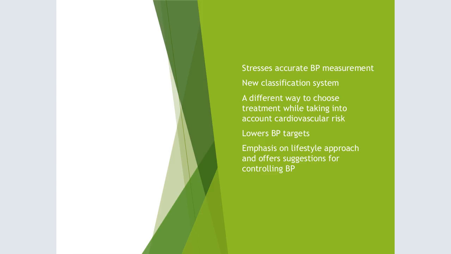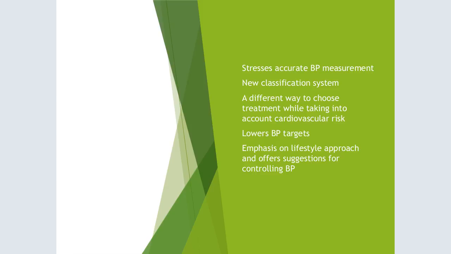Okay, so what do these guidelines say? They stress accurate blood pressure measurement. It is hugely important to measure that blood pressure accurately, okay? Second of five things, it gives you a new classification system to look at. This is a different way to choose treatment while taking into account cardiovascular risk as well, okay? It lowers blood pressure targets, and it puts an emphasis on lifestyle approach and offers suggestions for controlling BP.